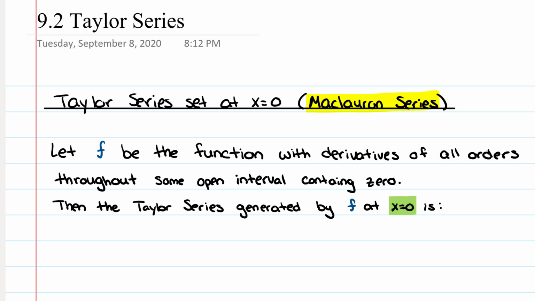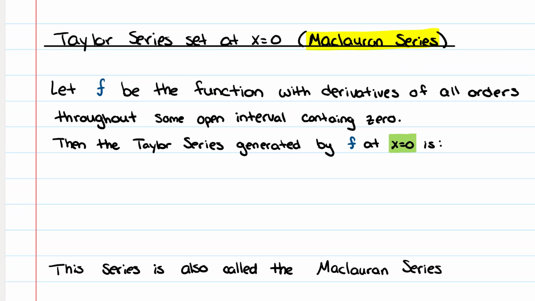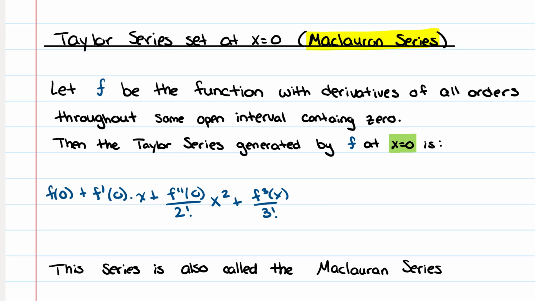Then the Taylor series generated by f at x equals 0 is going to be f of 0 plus f prime of 0 times x plus the second derivative at 0 divided by 2 factorial x squared plus the third derivative over 3 factorial times x cubed plus ... and you're going to follow that pattern until you get to the nth derivative, plugging in 0, dividing by n factorial x to the n.